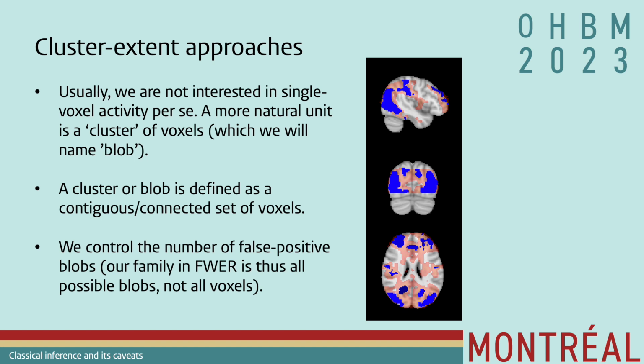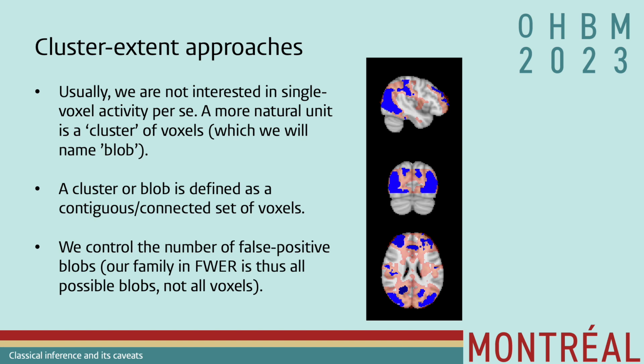number. Another breed of correction method is what is called cluster extent approaches. Usually we are not interested in single voxel activity per se, so single voxels are not of interest to us. A more natural unit that we are interested in is a cluster of voxels, which we will name a blob, and hence the name of the course, Advanced Blobology. So we'll look at blobs in the data, and we do inference on these blobs.